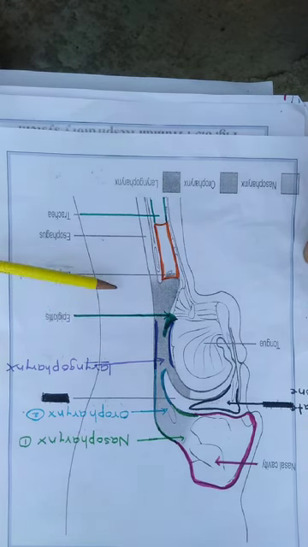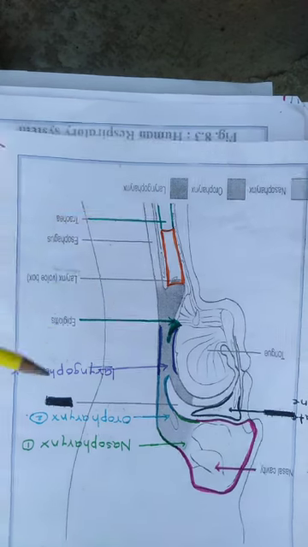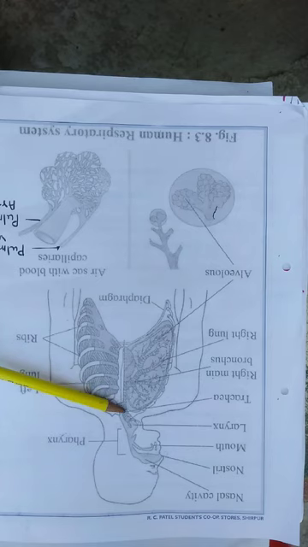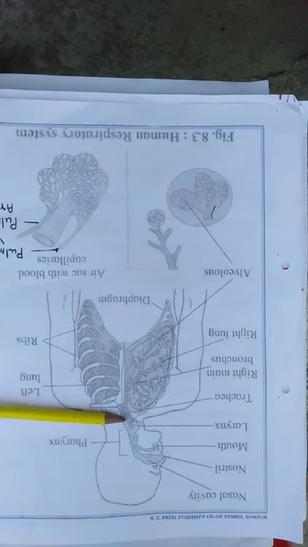The next part of the respiratory system is the trachea. Now this is the trachea. This trachea is also called the windpipe. Trachea is a long tube. It is about 10 to 12 centimeters in length.